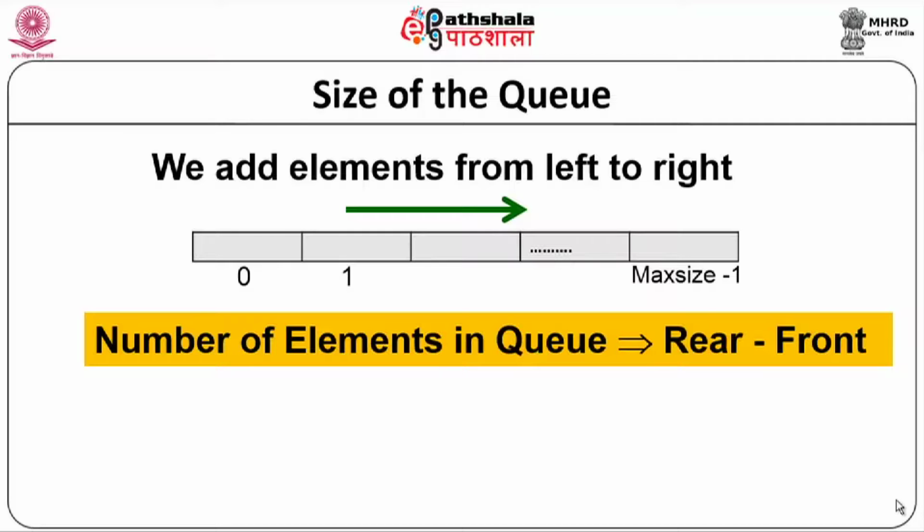Now, let us go to the DQ operation. Here we delete and return the element from the front of the queue. There is no question of deleting from anywhere else.